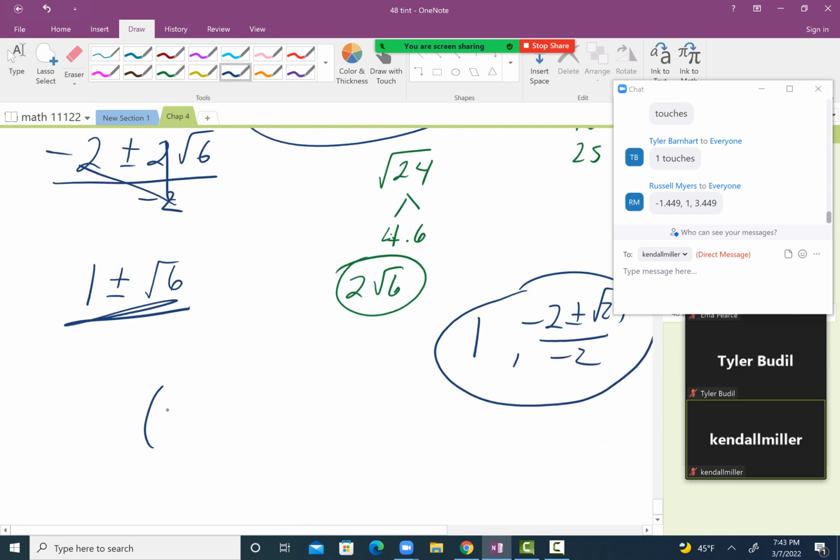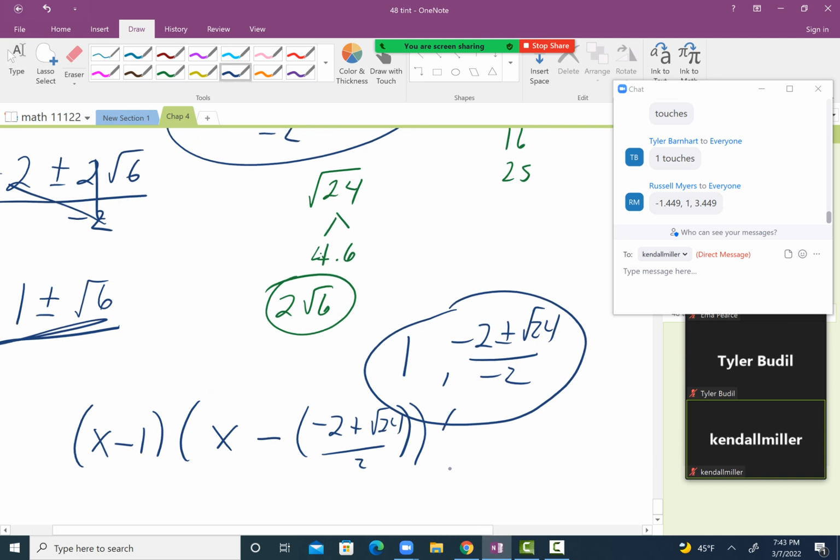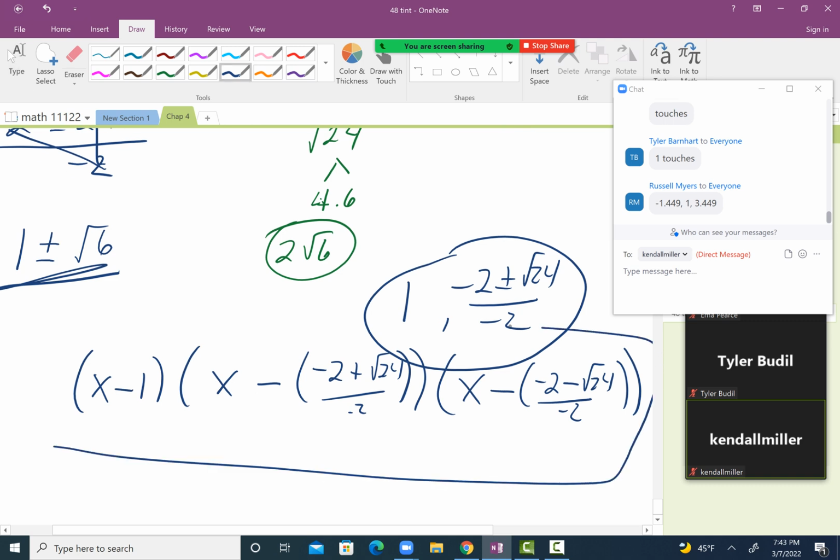But if I write this in factored form, it gets a little messy, because then I would have to put a minus here and put a -2 plus the square root of 24 over -2, and an x minus -2 minus the square root of 24 over -2. So it gets a little bit messy in terms of writing it out in factored form, rather than just putting 1 plus or minus 1 plus 6 and 1 plus or 1 minus the square root of 6. So it really doesn't bother us as far as the solutions go.